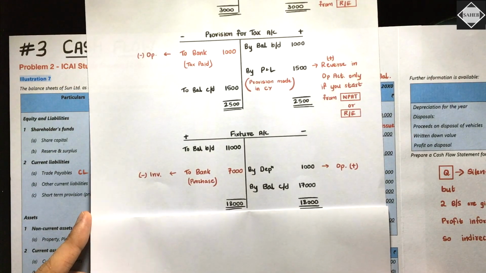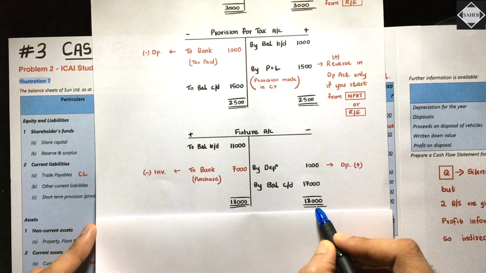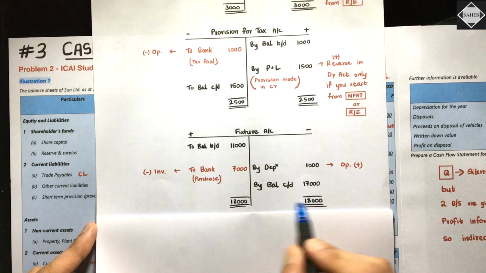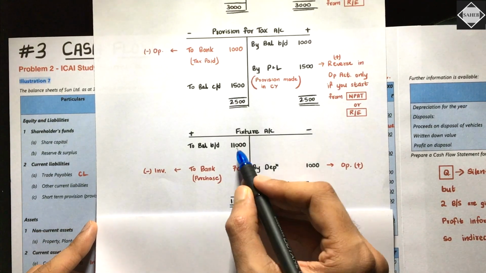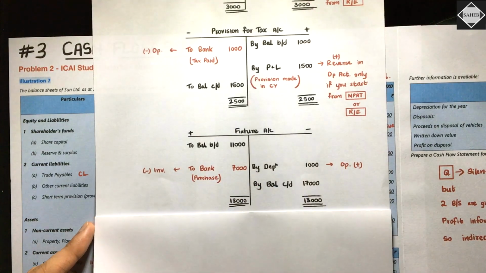Then there is no adjustment regarding fixture, just that depreciation thing. So 17,000 plus 1,000, that's 18,000. Just balance this account, 18,000 on this side as well. 18,000 minus 11,000, we get 7,000 as the balancing figure, right?